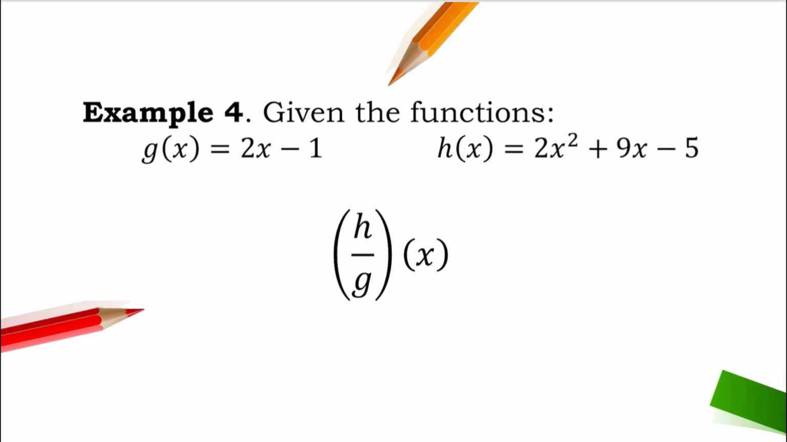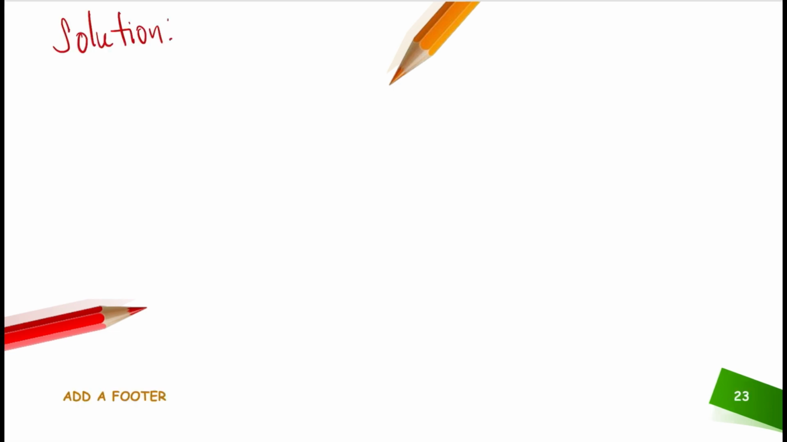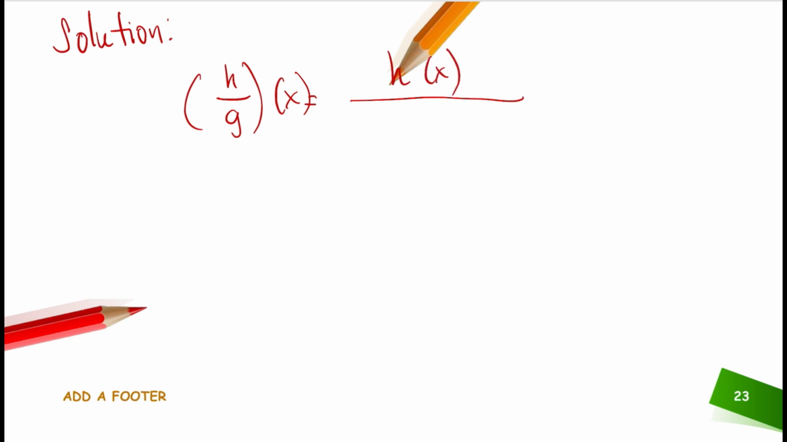Example number 4. Given the functions g(x) = 2x - 1 and h(x) = 2x squared + 9x - 5, find (h/g)(x). For our solution, (h/g)(x) is equal now to h(x) over g(x). That is definition number 4.